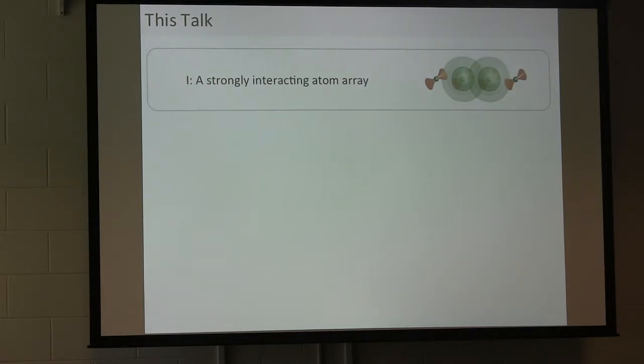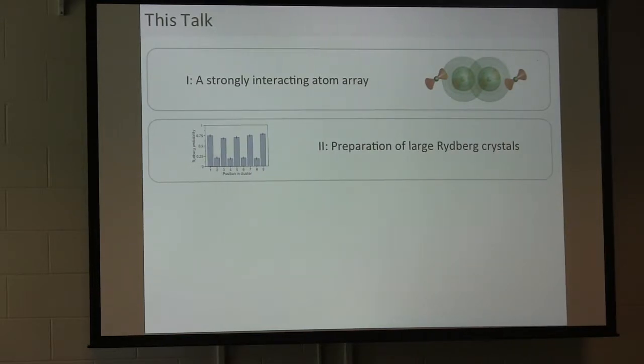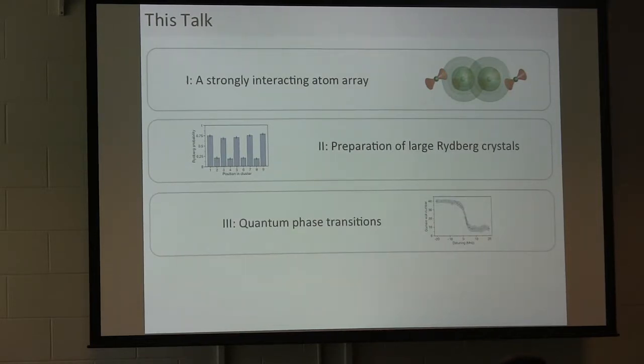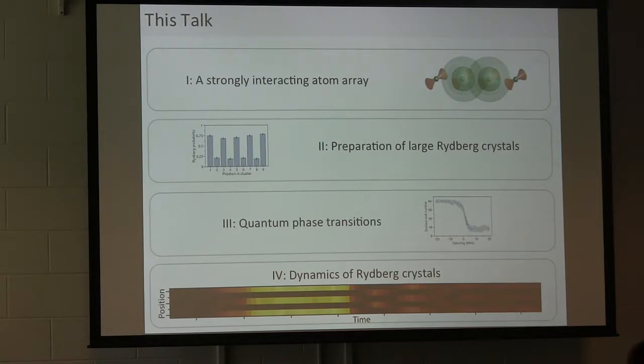So here is the outline of my talk. So I will first quickly describe how we actually make these strongly interacting atom arrays. Before moving to the preparation of some particular many-body states, known as Rydberg crystals, where basically Rydberg excitations are evenly spaced across the array. Then I will say a few words about how we are starting to probe quantum phase transitions into these ordered states. And finally, I will share with you some intriguing data that we have recently observed about the dynamics of these many-body Rydberg crystals after a quench.